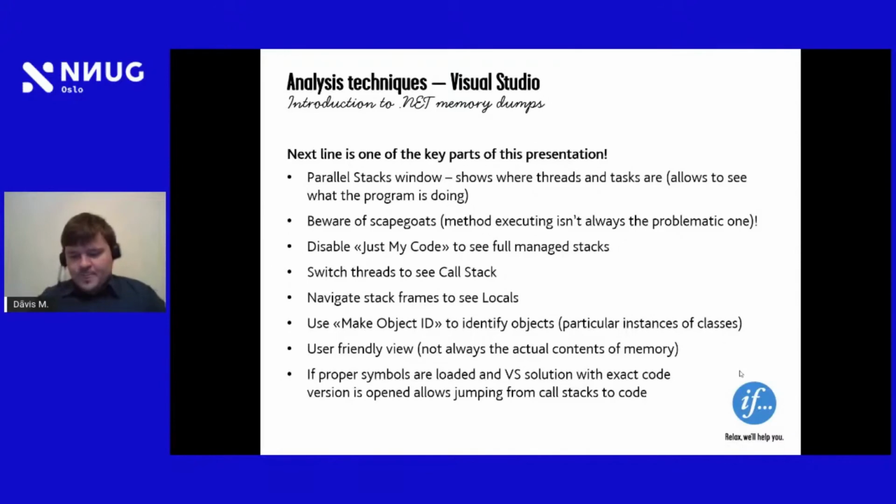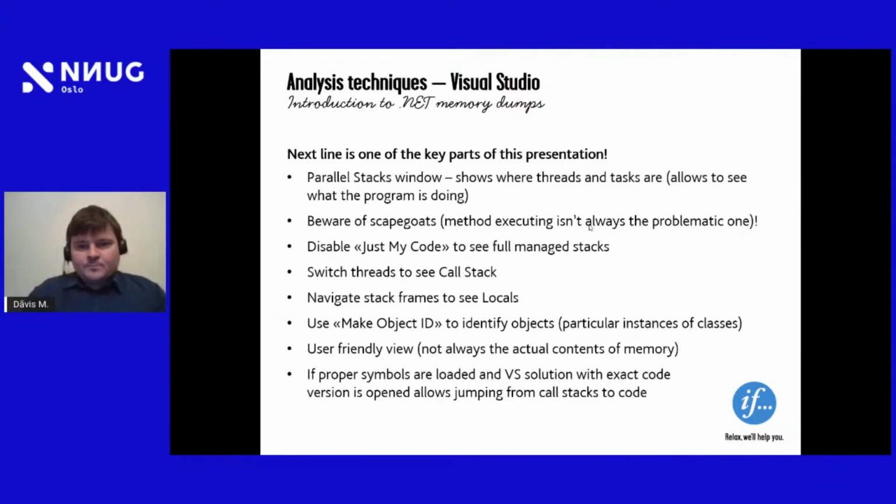Visual Studio. Actually, this is the super important part. It has something called the parallel stacks window, where it shows how many threads or tasks are in a particular place in code. This can be extremely useful to troubleshoot, let's say, a lot of issues, especially if these methods are something new in the project.